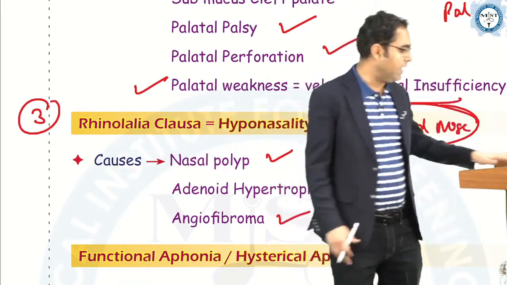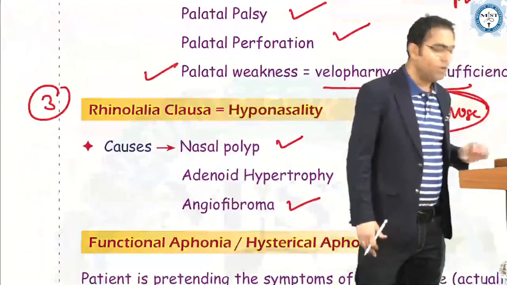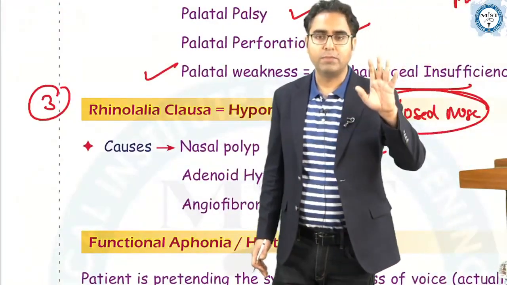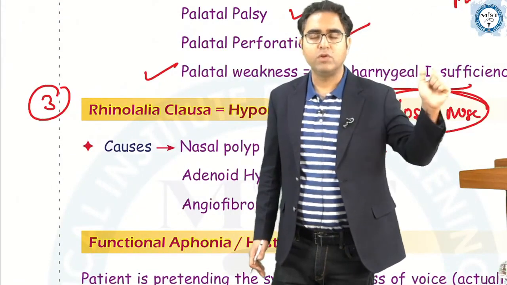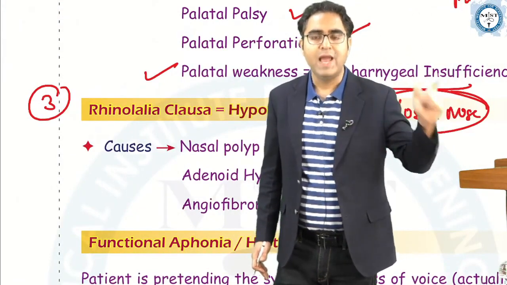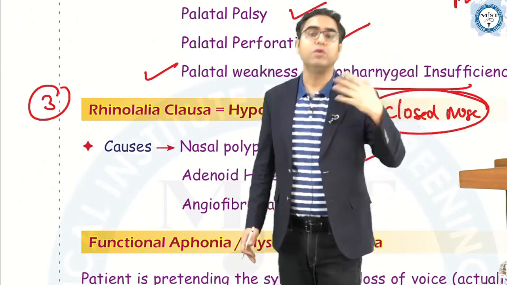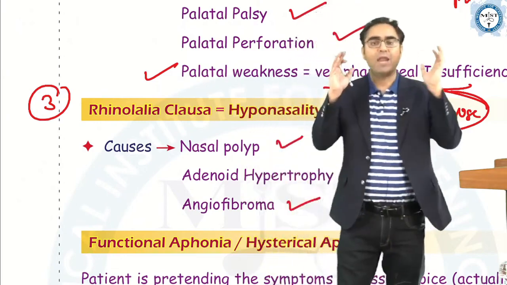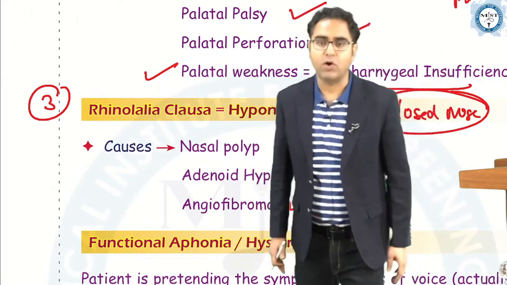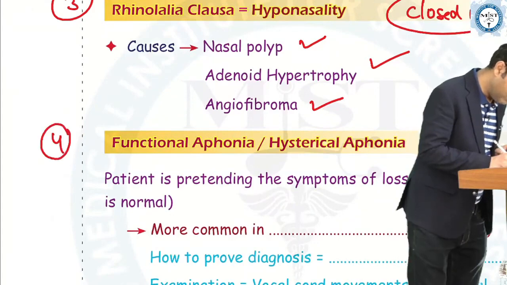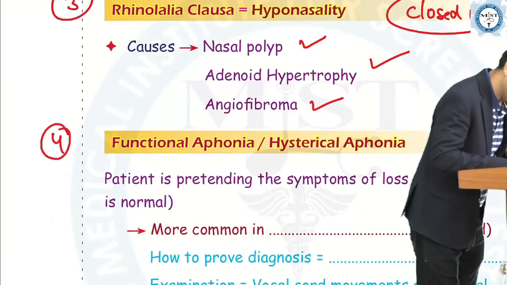Once again, let us read, beta. Rhinolalia clausa. Clausa is closed nose. 3 causes to remember. Nasal polyp will close the nose, adenoid hypertrophy will close the nose, and angiofibroma tumor will close the nose, beta. All these things which block the nose will cause a rhinolalia clausa or hyponasality of voice, beta. Now number 4 is functional aphonia or hysterical aphonia, beta.